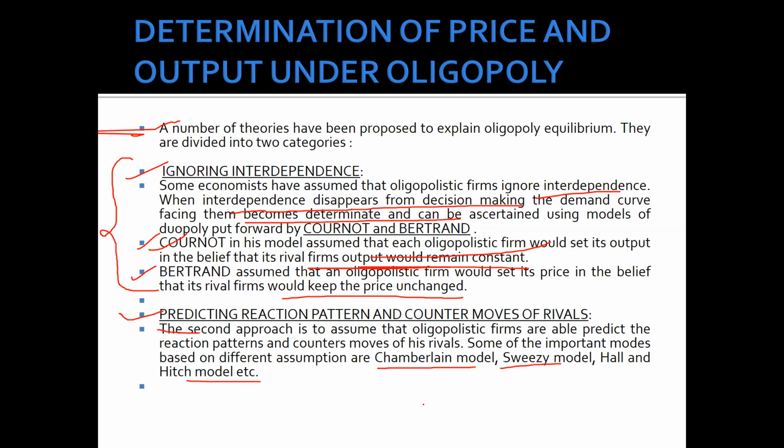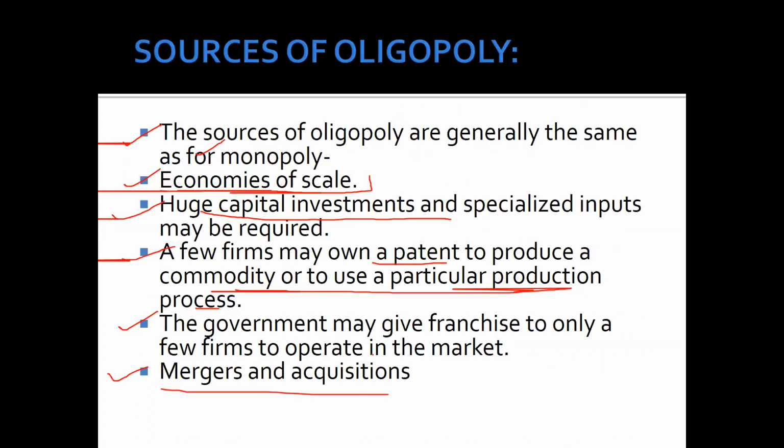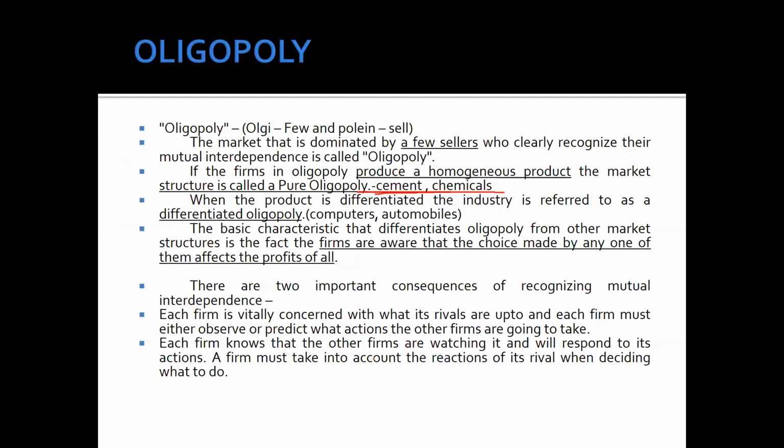I will discuss each and every model in my coming up videos, and I will explain in detail what the Cournot model is, what the Bertrand model is, what the features are, what kind of curve it is, as well as the Sweezy model, Chamberlin model, and Hall and Hitch model. And I will discuss in my next video collusion and cartels, which is an entirely independent concept. So I hope this video will be helpful to you. We will discuss the oligopoly market in the few coming up videos.